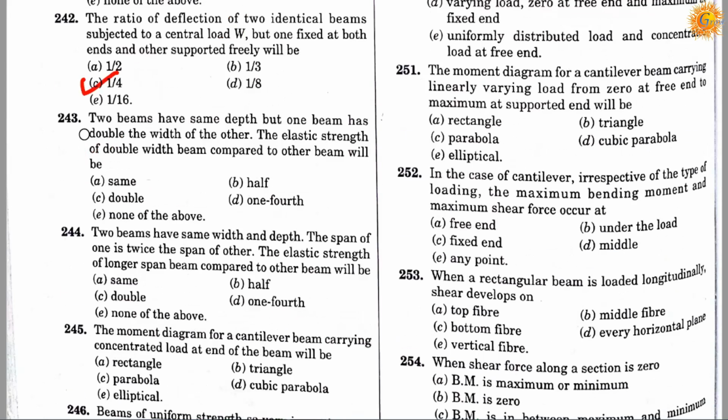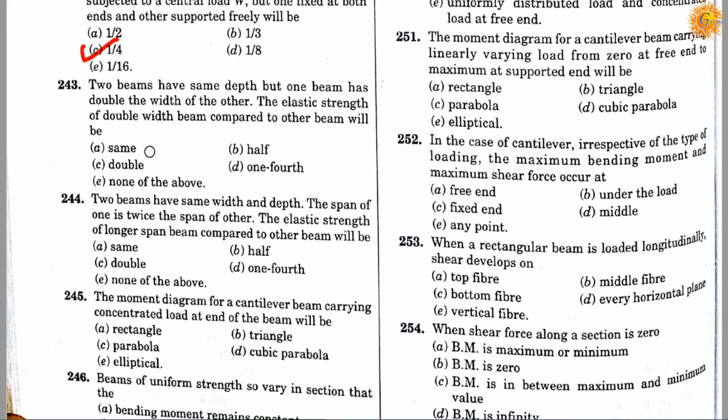Question number 243. Two beams have the same depth, but one beam has double the width of the other. The elastic strength of the double width beam compared to the other beam will be: option A, the same; option B, half; option C, double; option D, 1/4; and option E, none of the above. Correct answer is C. It will be double.